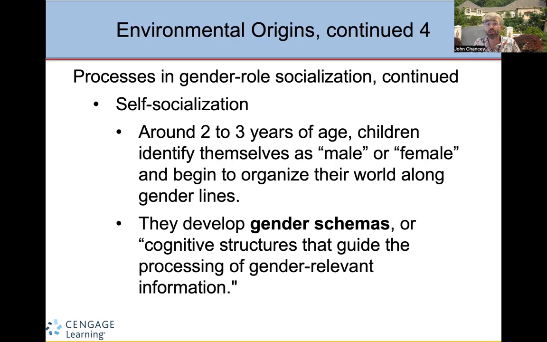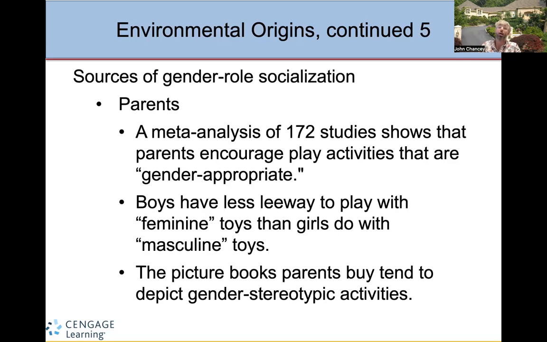Also, self-socialization. Some children just learn it on their own around 2 to 3 years. This is when they start to identify themselves as either male or female. They might also start to organize their world along those gender lines, maybe the friends they start hanging out with, the toys they start selecting, things like that. They start to develop pretty obvious signs of gender schemas, structures for how they see the world in terms of gender.